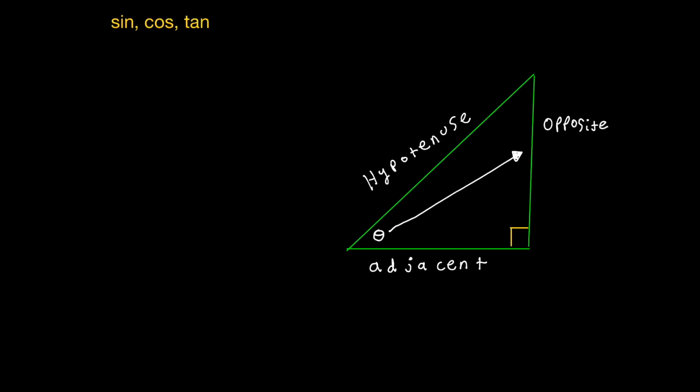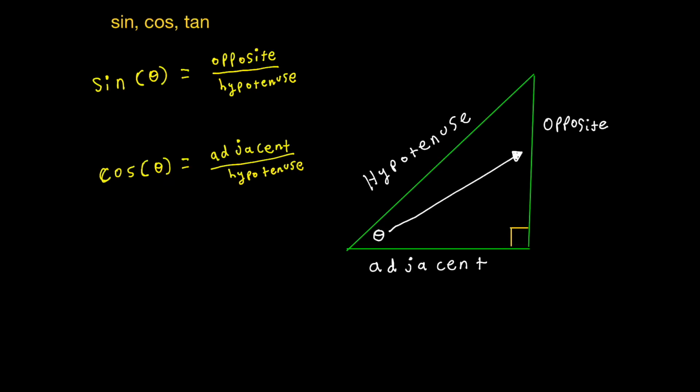Now, if we want to get the sine of theta, we have to get the opposite side and divide it by the hypotenuse. That's the definition of sine. By definition, cosine would be the adjacent side divided by the hypotenuse. And finally, the tangent would be the opposite side divided by the adjacent. These are the definitions of sine, cosine, and tangent. You will use your angle of reference.